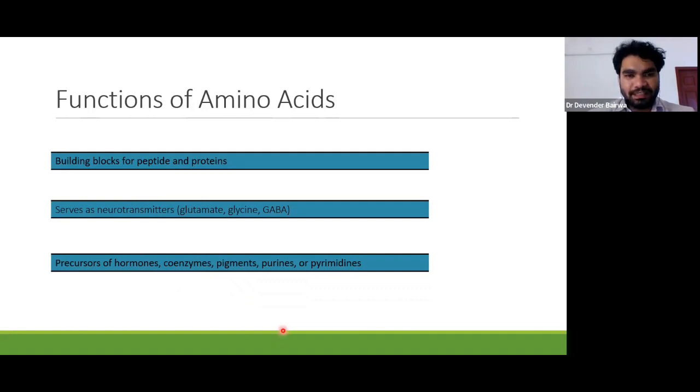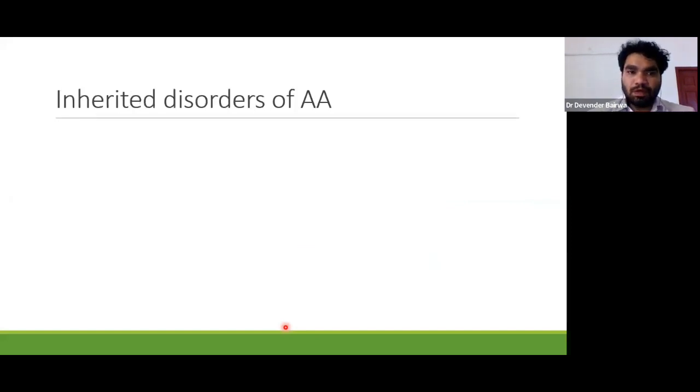So the essence is that if there is a defect in amino acids, then their defect can lead to varied manifestations. And when there is severe deficiency, it can be lethal, because the defect can be either partial or complete. So the manifestation can be either very asymptomatic or very symptomatic, or there can be a mixed picture.